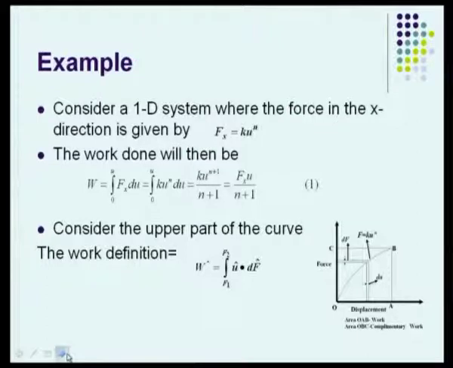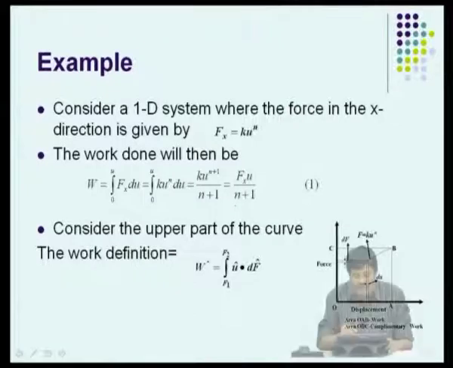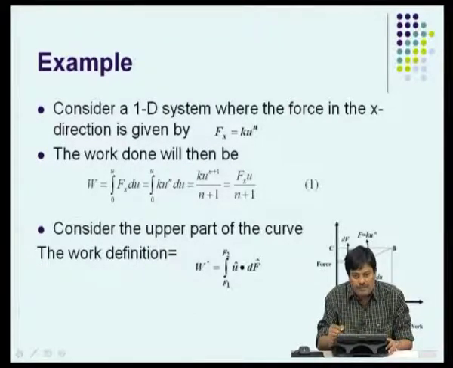So, let us take a system. Suppose you have only a 1D state of system where the force Fx is related to k into u to the power of n, and now we write this equation using this definition, substitute for Fx k into u^n and integrate it, we get this. So, the total work done depends upon the exponent n. If n is equal to 1, that is, if you have a linear variation, then the area under this curve is just a triangle. But if n is other than 1, it has a complex variation and the total work done depends upon the value of n.